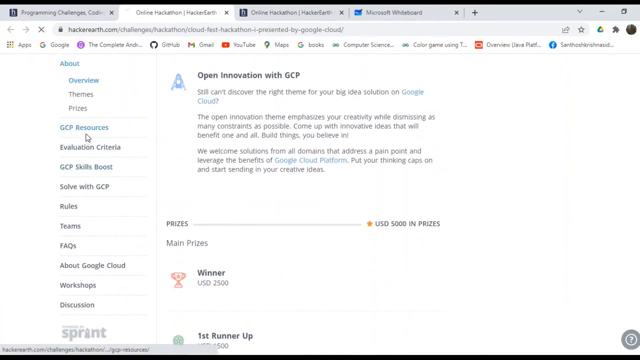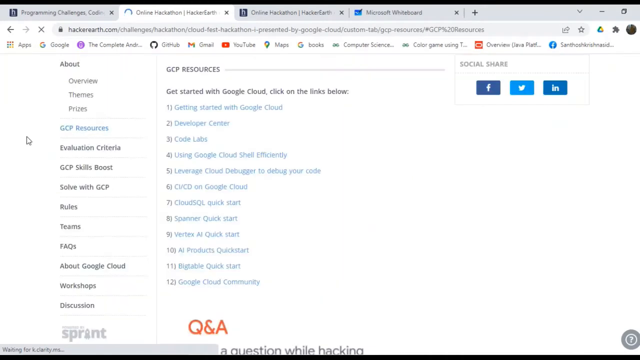Next, these are the GCP Google Cloud Platform resources. Here you can see there are 12 links. You can use these 12 links for your hackathon.